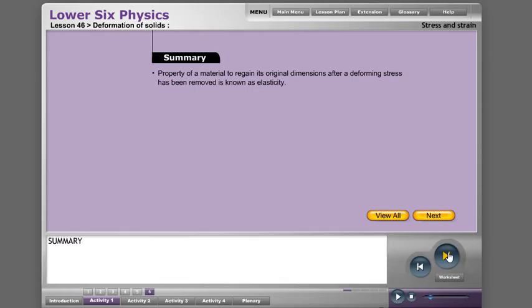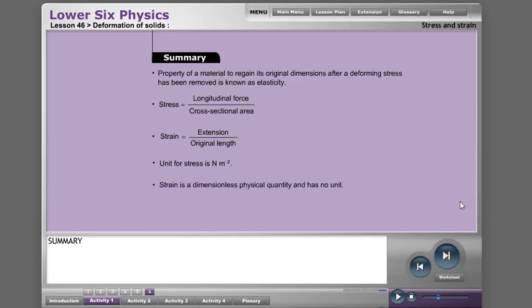Summary: the property of a material to regain its original dimensions after a deforming stress has been removed is known as elasticity. Stress equals longitudinal force over cross-sectional area. Strain equals extension over original length. The unit for stress is Newton per meter square. Strain is a dimensionless physical quantity and has no unit.